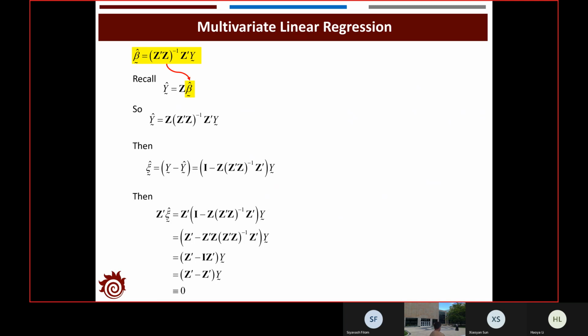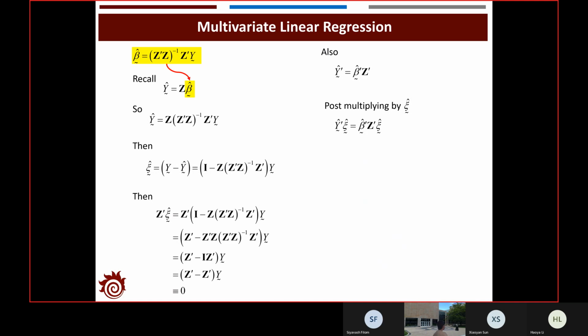So those are several equations we have for the multivariate linear regression, and we're going to use these equations to determine the properties of the linear regression model. Another thing we want to consider is the transpose of the estimated value. The transpose of y hat would be beta hat transpose times z transpose. This is a property of the transpose for matrices.